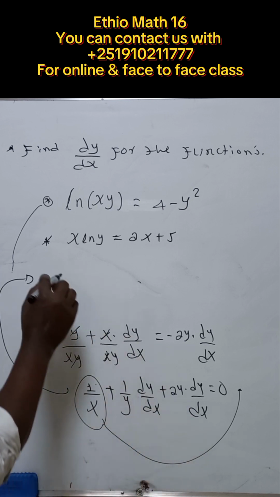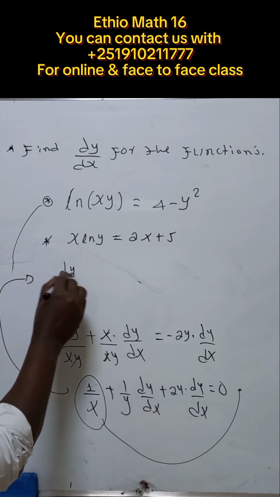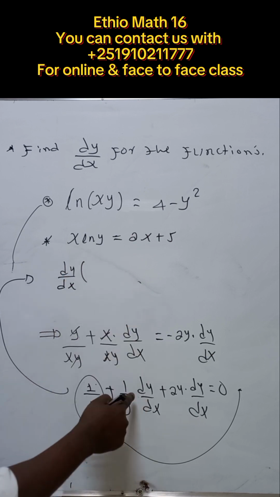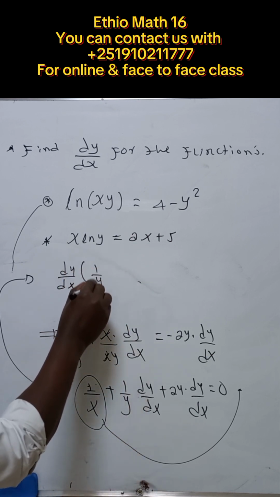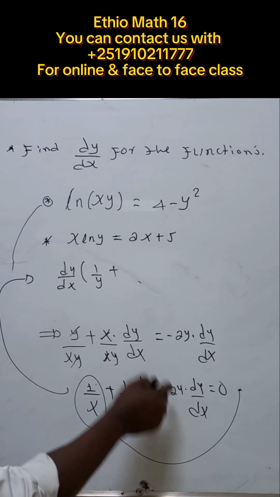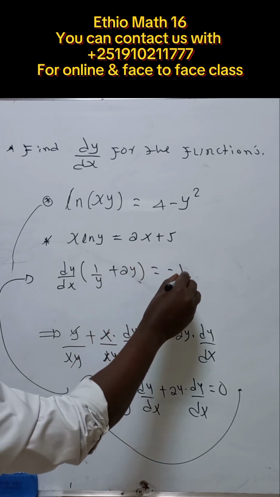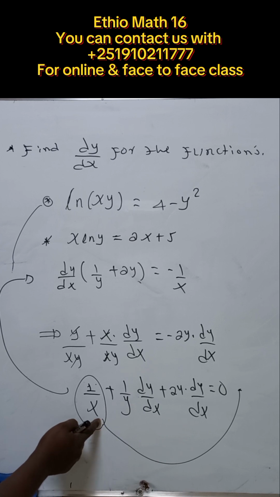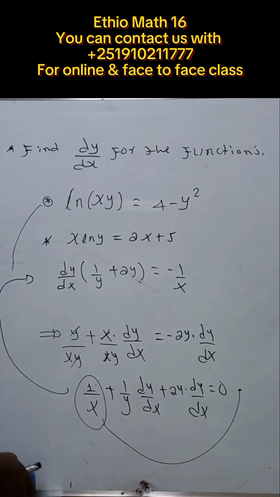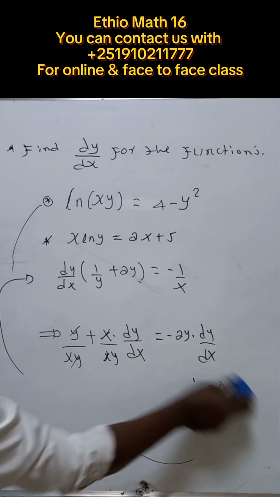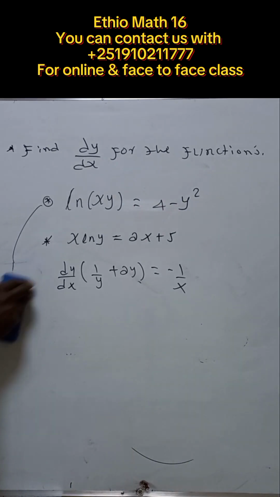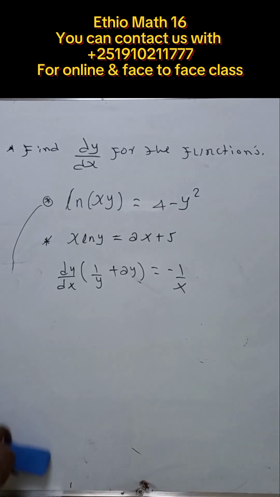by dx is common. Therefore, dy by dx into what's left here, 1 over y, plus what's left here, 2y, which is given by negative 1 over x. When we move this on the right, that will be negative 1 over x. Now we have this one. Then finally, let's put the final solution for this problem.